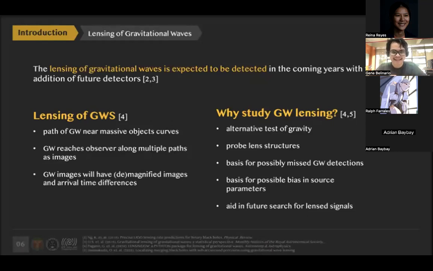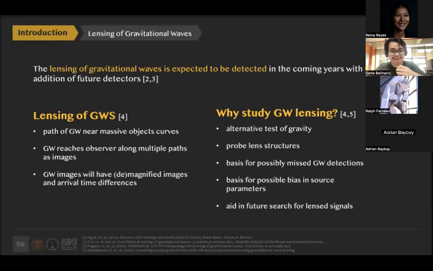So, despite gravitational waves not yet being detected, we still need to study it because, similar to light, the lensing of gravitational waves may offer insights on alternative tests of gravity. It can help us probe the lens structures. And in this case, for ground-based observatories, lensed gravitational waves may be used as a basis both for possibly missed gravitational wave detections or for possible bias in the measured source parameters.